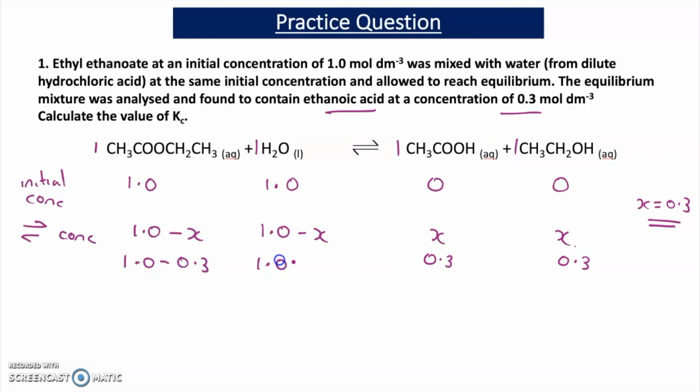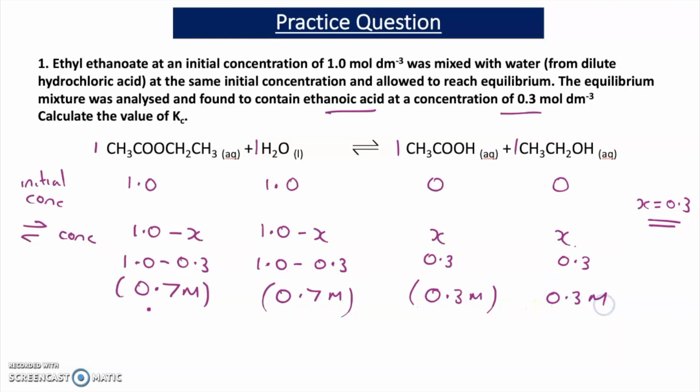So therefore all I do is work out now the concentrations at equilibrium using the fact that X is equal to 0.3. So the concentration of the ester will be 1 minus 0.3, which will be 0.7 moles per decimeter cubed. The concentration of water will also be 0.7 moles per decimeter cubed. And as the concentration of acid and alcohol is X, that will be 0.3 moles per decimeter cubed for each.